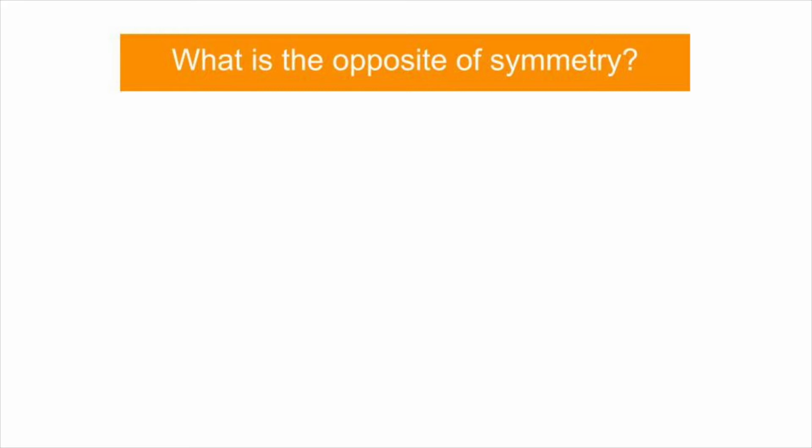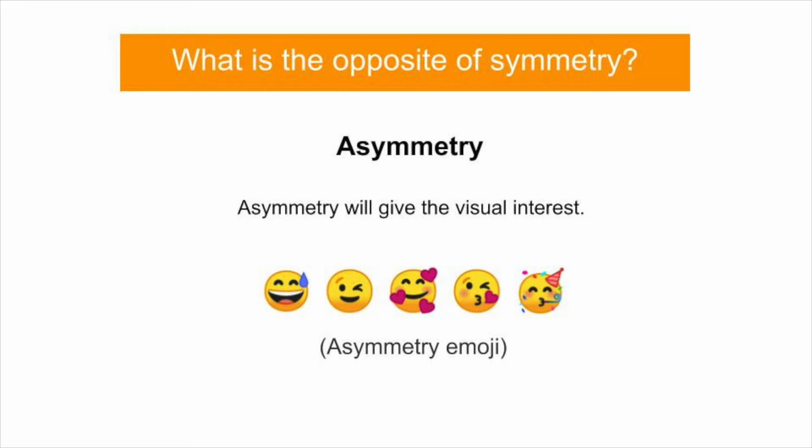Today we will learn a new word, which is asymmetry. Asymmetry is the opposite of symmetry. Remember, symmetry will make the artwork look very organized and clean, but asymmetry will give visual interest.